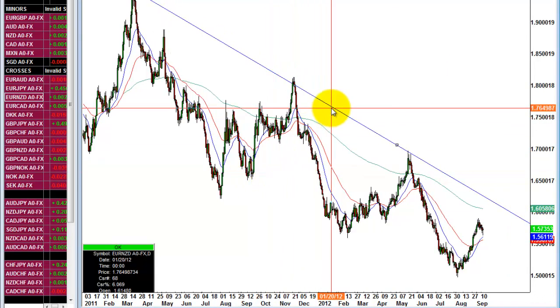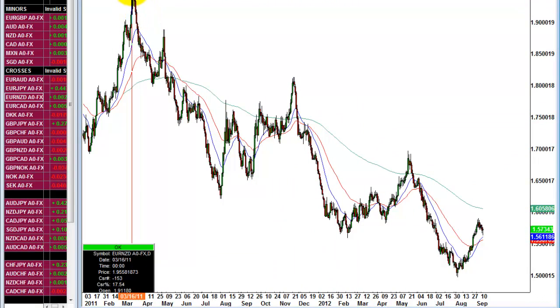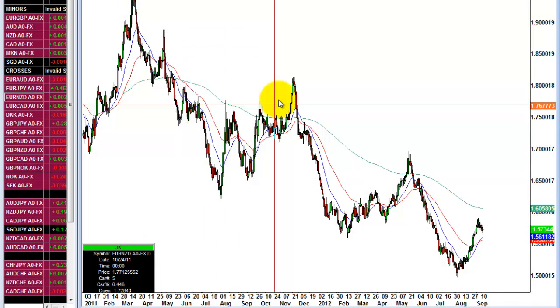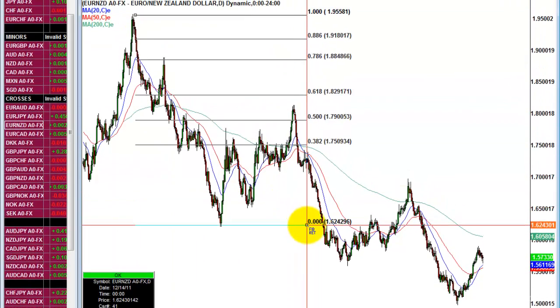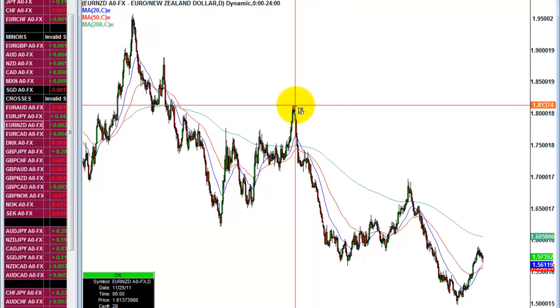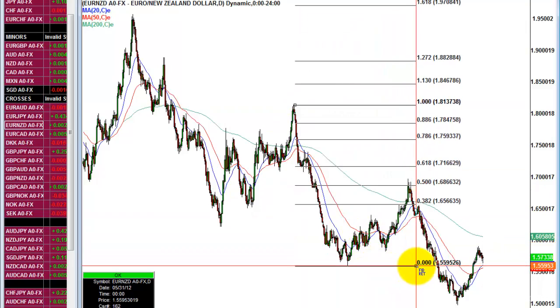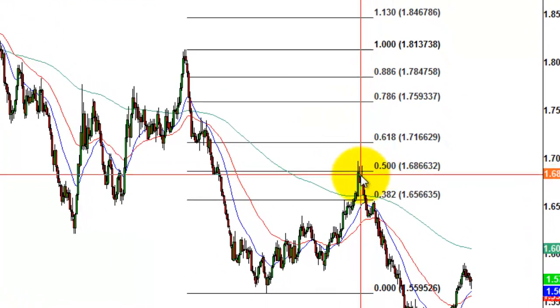However, let's get rid of that. However, what about Fibonacci? If we take our Fibonacci from this swing high to this swing low, we could reasonably expect this one to correspond with a Fibonacci number. If it does, great. If it doesn't, no biggie. Oh, it doesn't. That's fine. No problem. However, if we take it from this swing high to this swing low, like so, we can see that we've got the 50% Fibonacci level respected here.